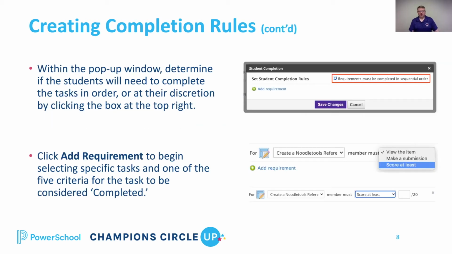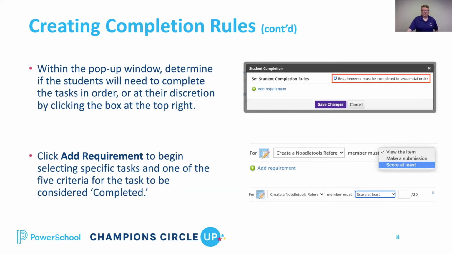All right, so when you click the completion rules or student completions button, you're going to get this pop-up screen that shows up. And here is where you decide right away whether or not you want the students to complete it in a specific order, or if you want them to just be able to choose the order in which they complete those tasks. If you want it in a specific order, you're going to click that little box where it says requirements must be completed in a sequential order.